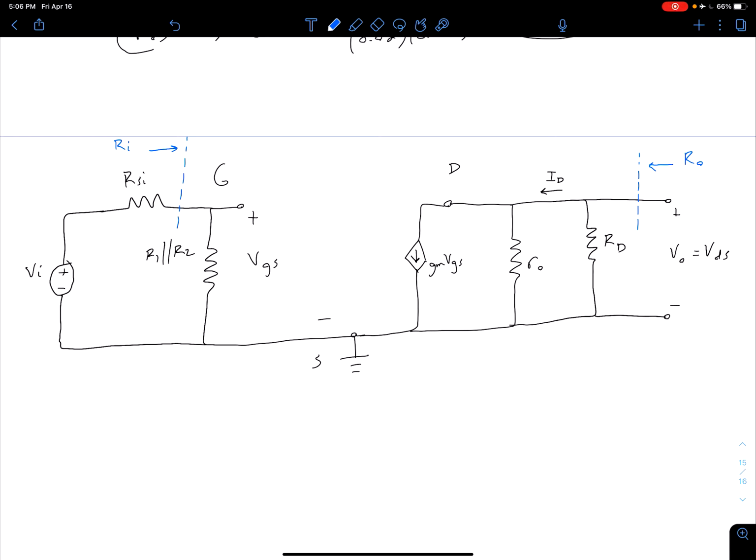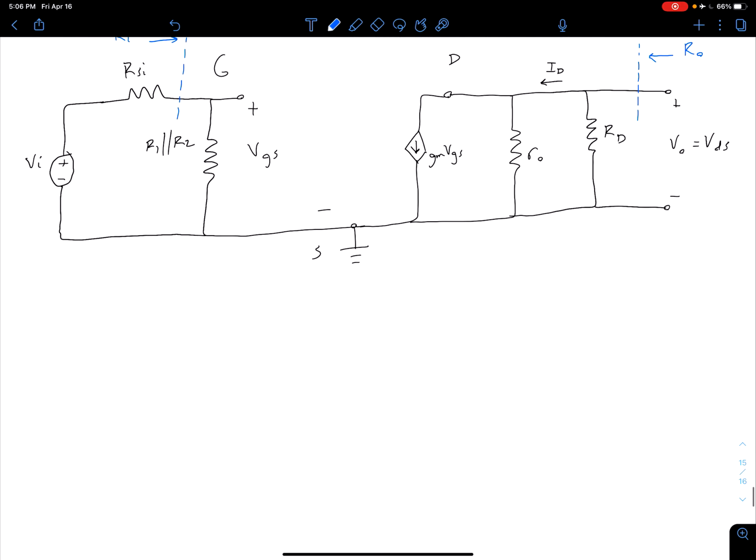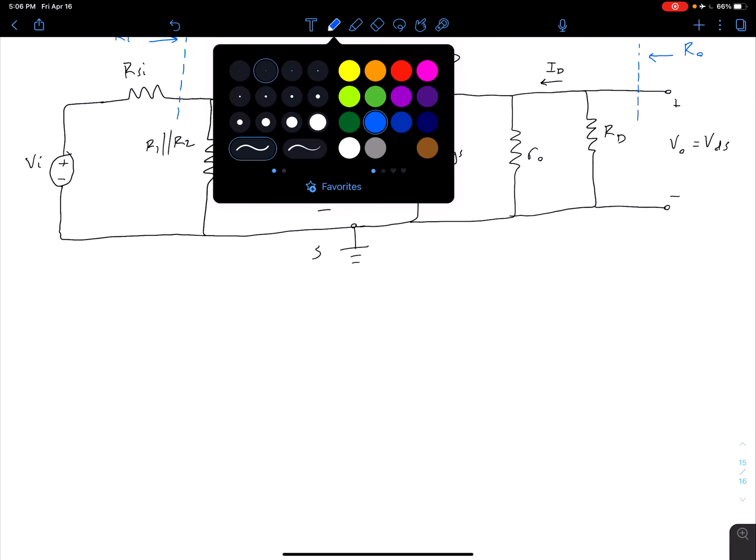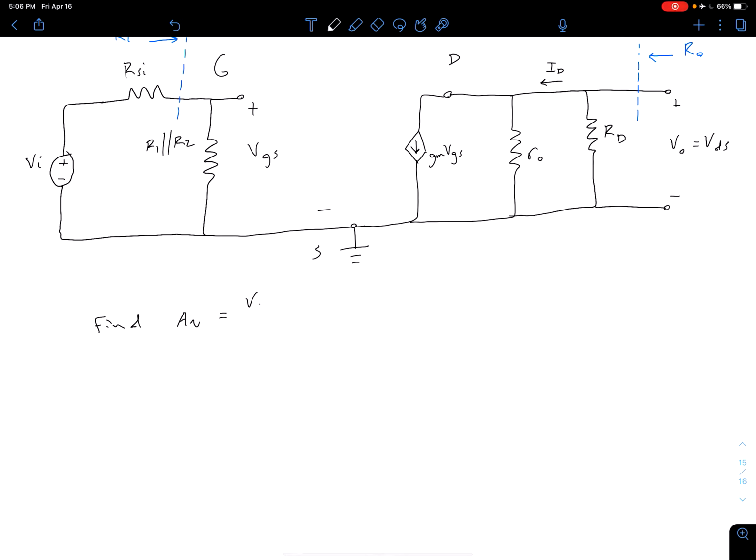So now we're equipped to further investigate some of these parameters, our AV, our RI, and our R naught. Let's start by looking at our small signal voltage gain, A sub V. So let's find an expression for A sub V. And of course, remember in general, that's going to be V out over VI.